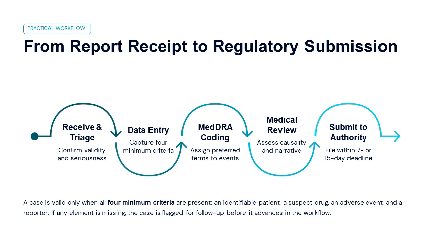It starts with receive and triage. Here, you must confirm the validity and seriousness of the report. A case is considered valid only when 4 minimum criteria are present: an identifiable patient, a suspect drug, an adverse event, and an identifiable reporter. If any one of these elements is missing, the case is flagged for follow-up. It cannot advance. Once validated, we move to data entry, capturing those 4 minimum criteria in the safety database.